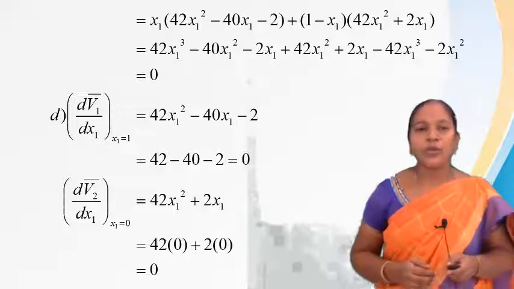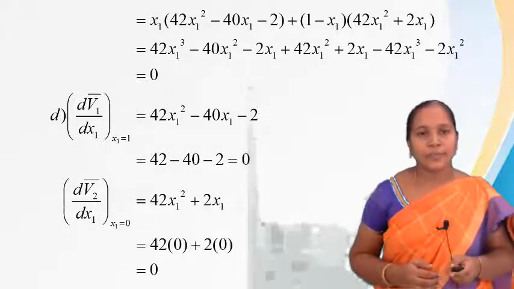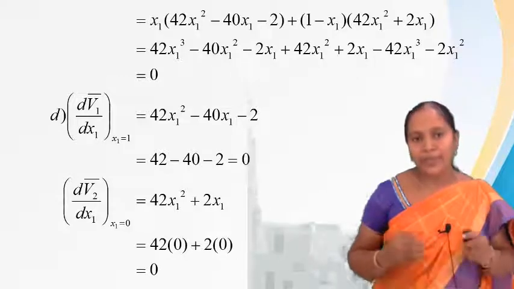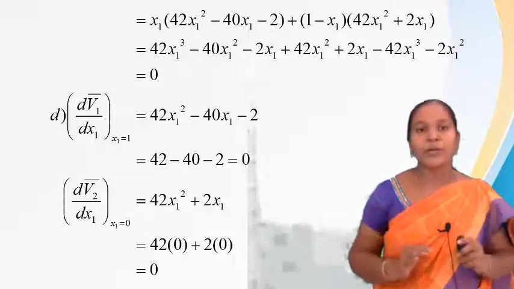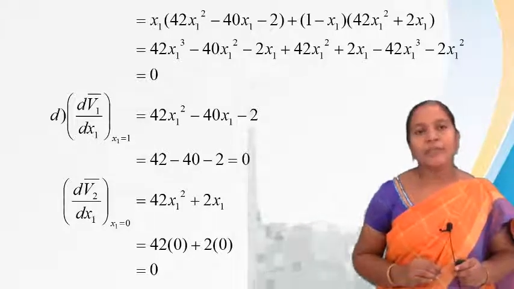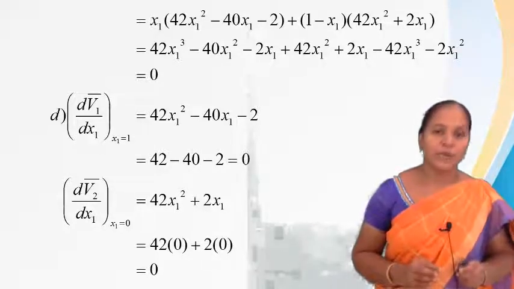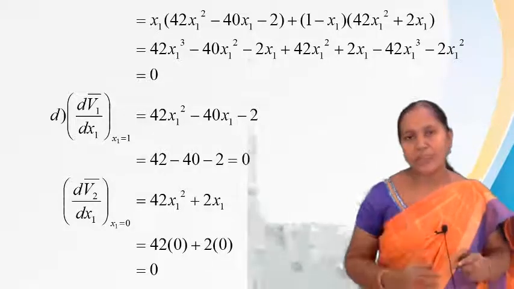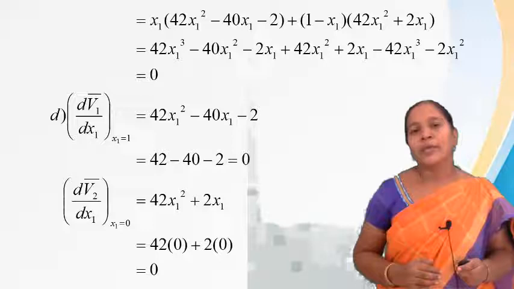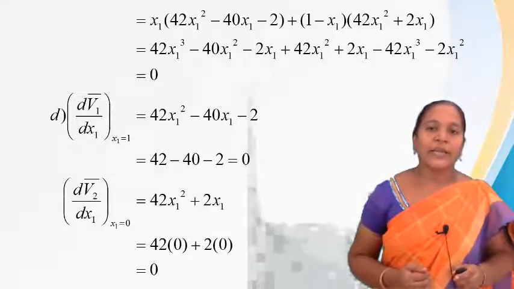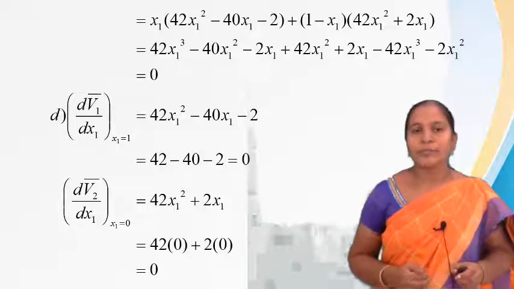Next, coming to the D bit. In this bit, we have to calculate dV1 bar by dx1 at x1 is equal to 1, which is equal to 0. Differentiate V1 bar with respect to x1. That is 42x1 square minus 40x1 minus 2. Substitute x1 is equal to 1. Then we will get 0.